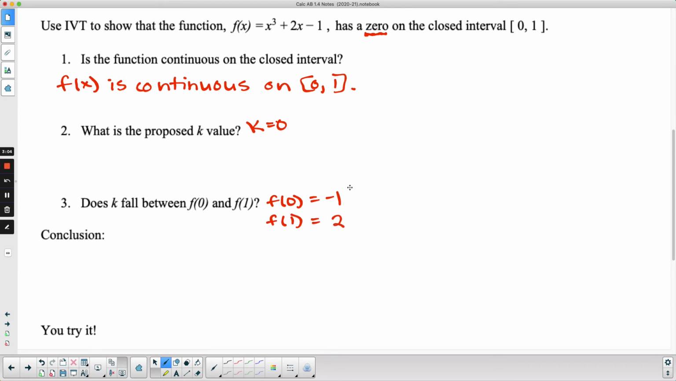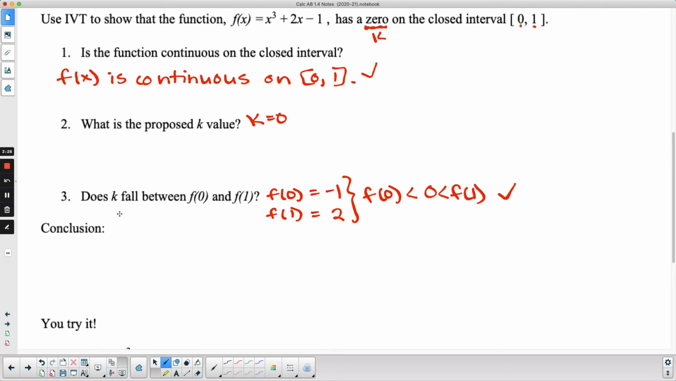So now you need to ask yourself, okay, f of 0 is negative 1. Is that less than 0? And is that less than f of 1? Well, yes, 0 is between negative 1 and 2, so check. So we've shown it's continuous, and we've shown that 0, our proposed k value, is between f of 0 and f of 1. So then we need to do the conclusion.